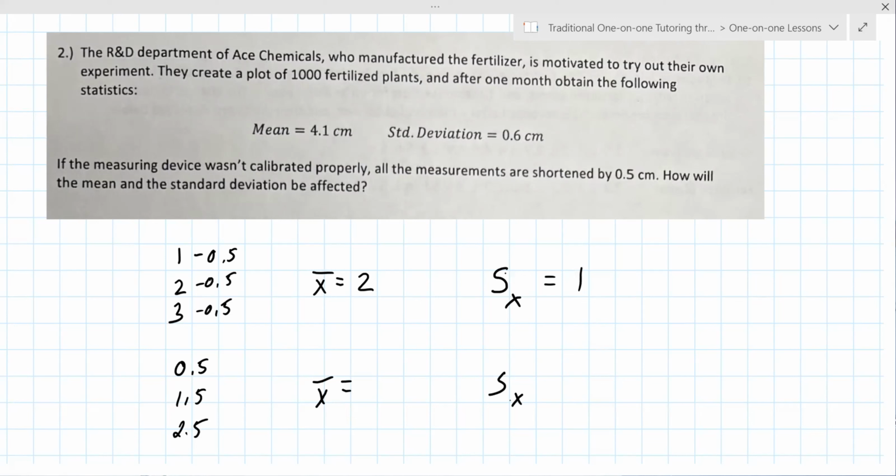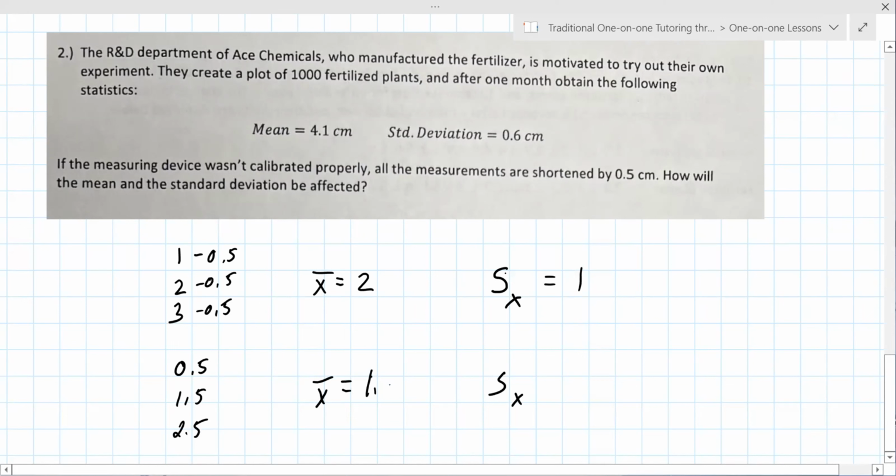Do you have the new mean and standard deviation for me? So sorry, just really quick. So you use the 1.5, 2.5. Yeah, we're changing the data set the same way this problem is, by subtracting 0.5 from each data point and seeing if that changes anything. Okay, so the mean is 1.5. Okay, I agree with that.